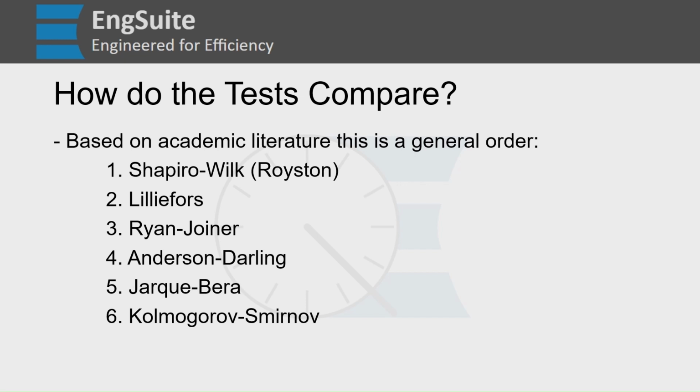Ryan Joyner is an approximation of Shapiro-Wilk. And so you'll notice that the Shapiro-Wilk Royston and that approximation, the Ryan Joyner, are both very, very powerful. And here you kind of get to see that cool relationship between the Lilliefors test and the KS test, where the KS test is the least powerful by far in almost all of the literature.